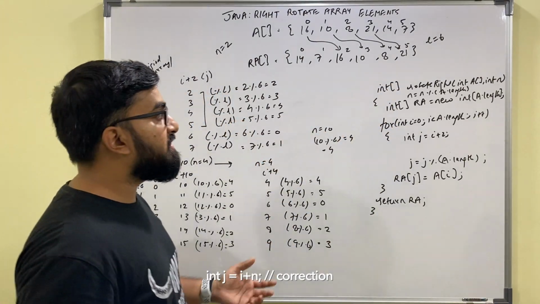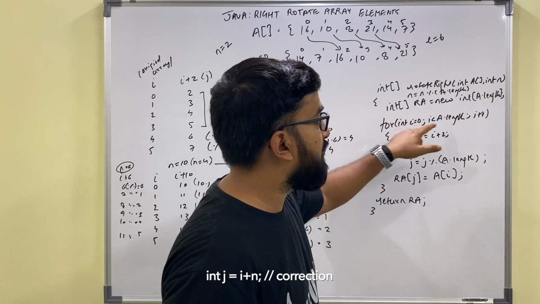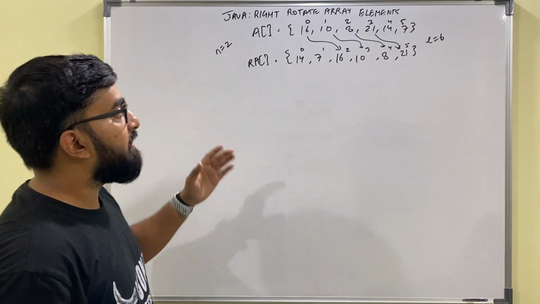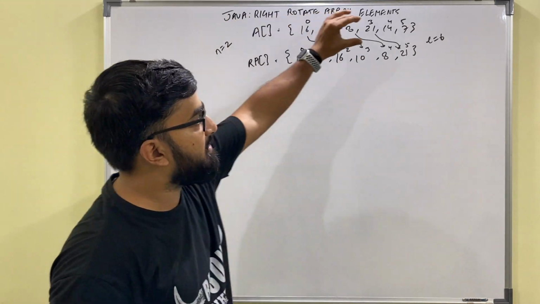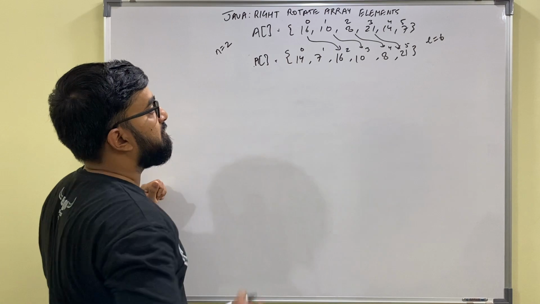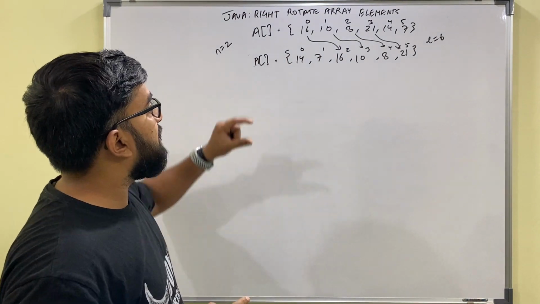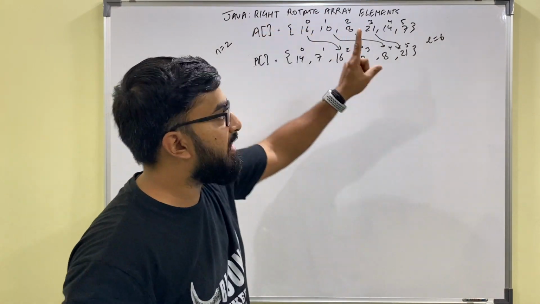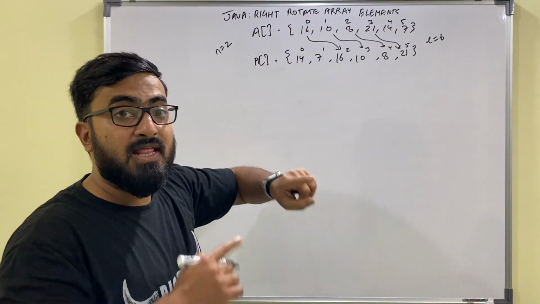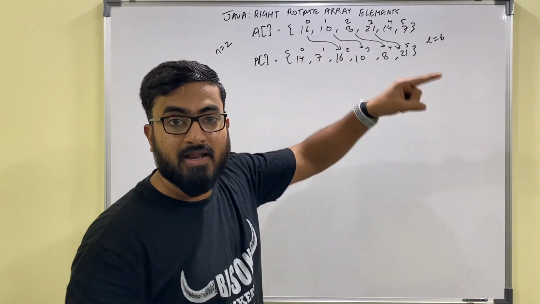Now we see a method where we rotate right A in place. We don't use an extra array, and we rotate A itself right n times. Let's see how we do that. In this case we have to rotate in place, that is, this A should become this, and we don't have any extra array. The idea behind this is that we write the code to right rotate this array once, and then we call that code n times so that the array gets rotated n times.